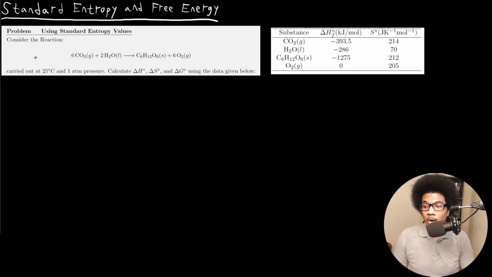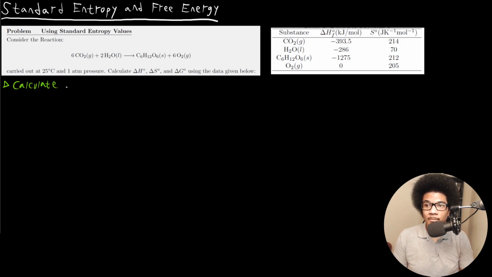Okay, so what do we need to do here? We need to calculate delta H and delta S. We have the data for that, and we'll cross the bridge of delta G, the free energy, when we get there. But the first thing we can do is calculate delta H. We've been given all of the enthalpies of formation, so we can calculate delta H using Hess's law.